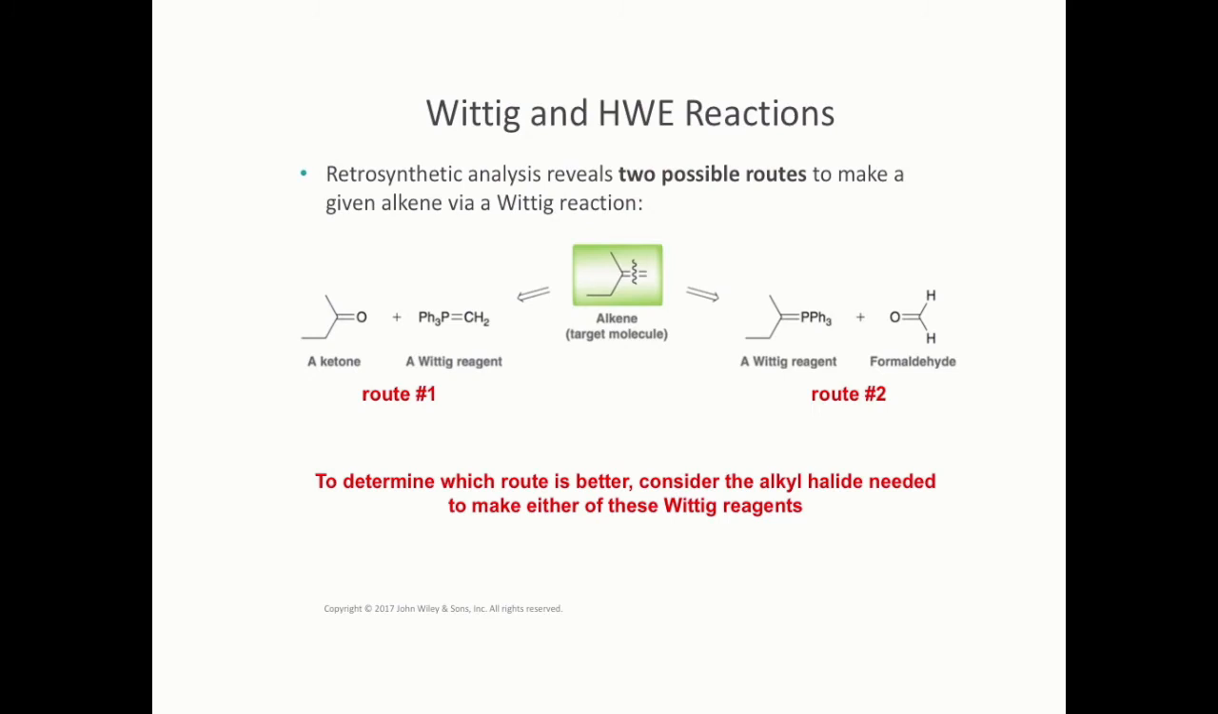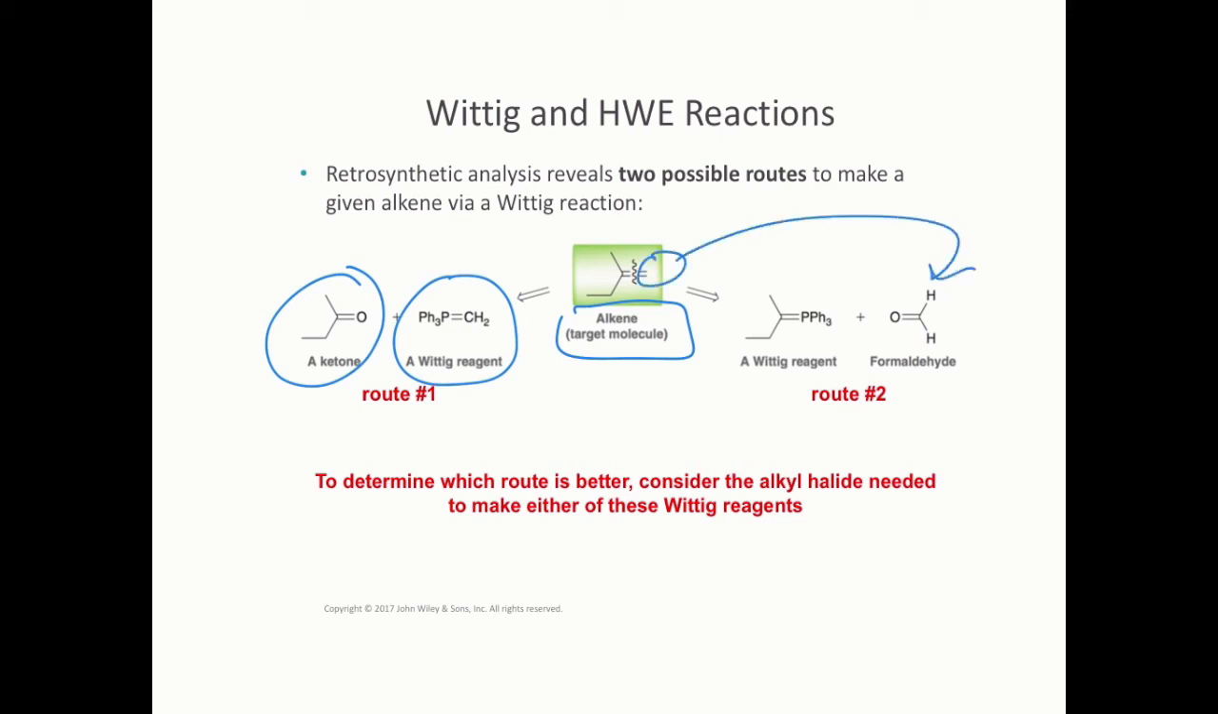If we look at this alkene molecule, we can examine 2 different routes to making the alkene using a Wittig reaction. Through route 1, we would start with this ketone and this Wittig reagent. Through route 2, the right half would come from the formaldehyde and the left half would come from the Wittig reagent. So the question is, which route is better? Consider the alkyl halide needed to make either of those Wittig reagents. So let me know in the chat, route 1 or route 2, which would you use and why?